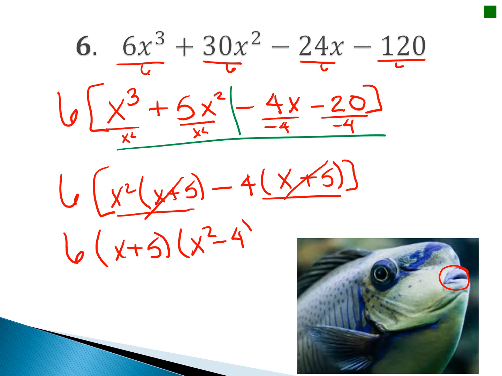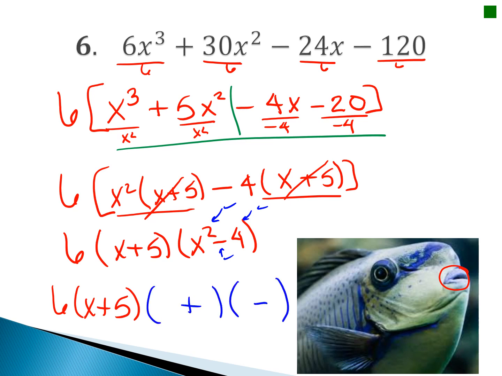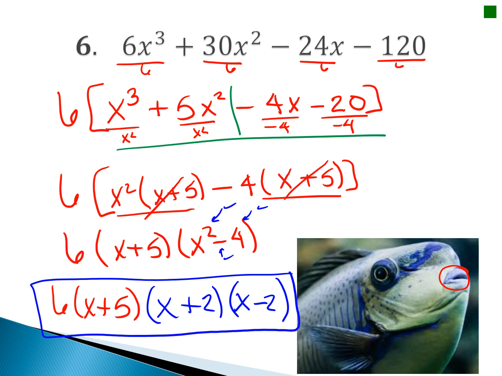X squared minus 4. Oh, this is why this is on this slide. Because double, triple, check, check. Remember that square is one of those things that you got to remember to look. Is x squared a perfect square? Yes. Is 4 a perfect square? Yes. Is it a minus? Yes. That means I can leave the 6, leave the x plus 5, and factor this as a difference of squares. Square root of x squared is x. Square root of 4 is 2. That huge thing is your solution.